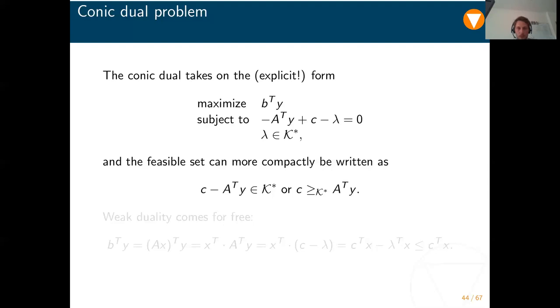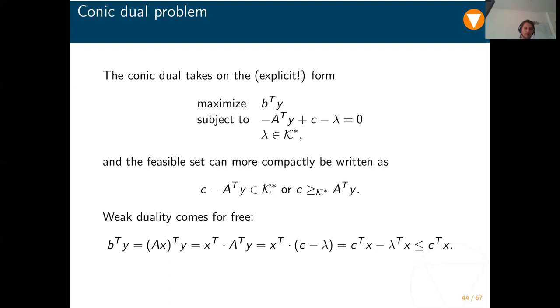An interesting thing also is that weak duality comes for free. It's exactly like in linear programming. This is actually not so different from nonlinear programming. Also in nonlinear programming, you get weak duality basically for free. That's not very hard. What's different now is the way we're going to establish strong duality.